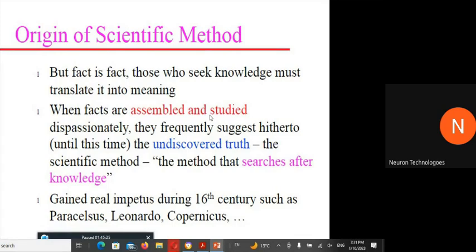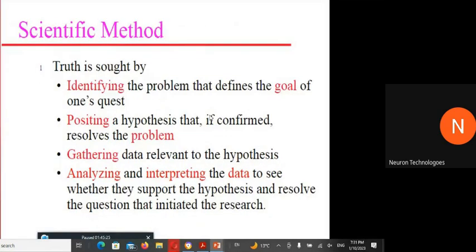into meaning. When facts are assembled and studied dispassionately, they frequently suggest hitherto, until this time, undiscovered truth. The scientific method, the method that searches after knowledge. So it gained real impetus during the 16th century, with people such as Paracelsus, Leonardo, and Copernicus. So they developed different scientific methods, and in this way they introduced and told something to the world.